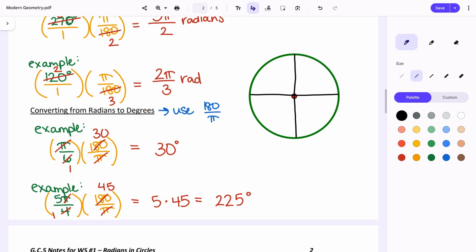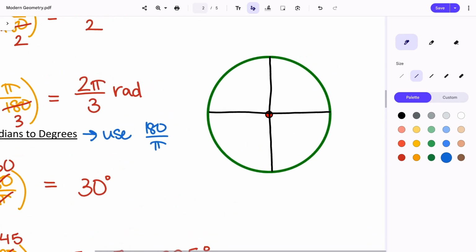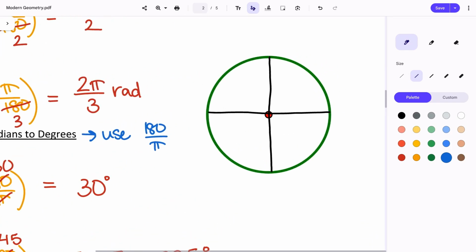So almost think about you're cutting that circle perfectly into these 4 quarters here. Now let's think about degrees first. On this circle, if I'm at 0 degrees here, so this is where I'm starting, how many do you think this would be here? 90.